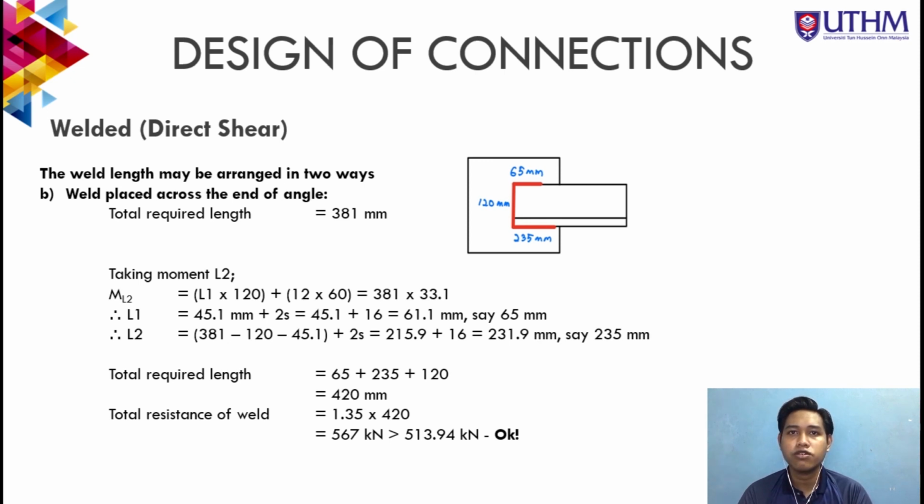So the total resistance of the weld is equal to 567 kilonewtons. That is larger than the critical force, that is 513.94 kilonewton. So the design of connection is okay.